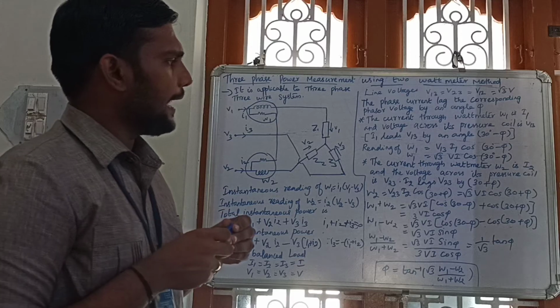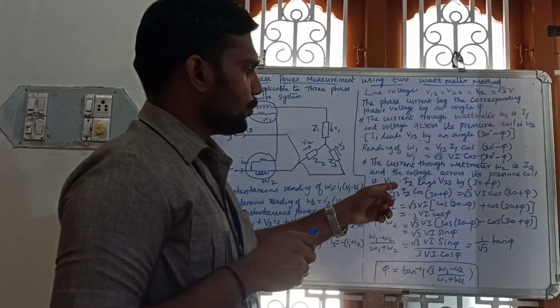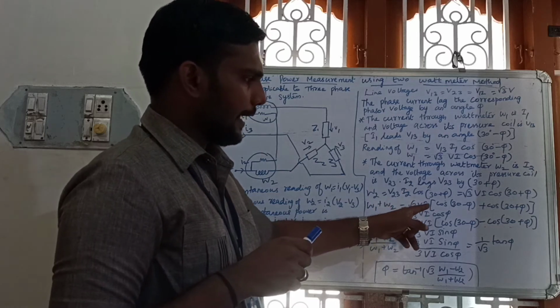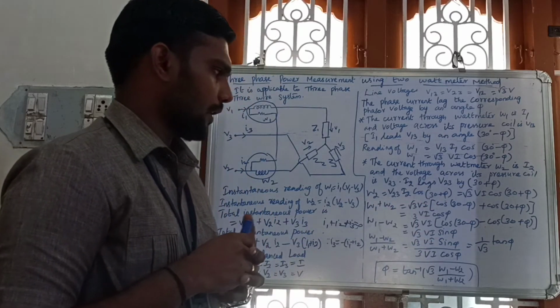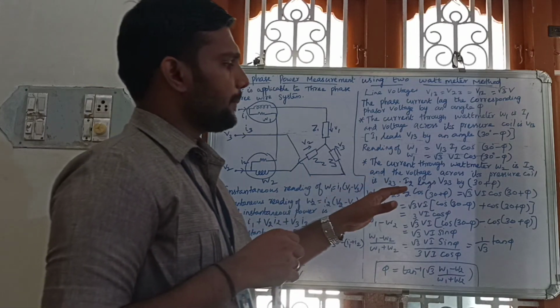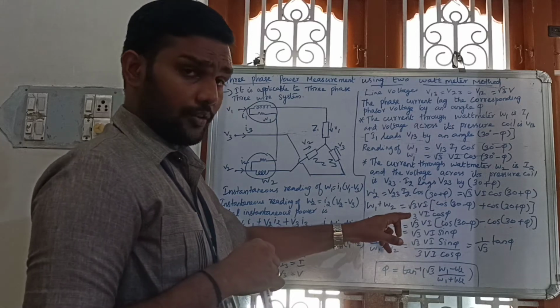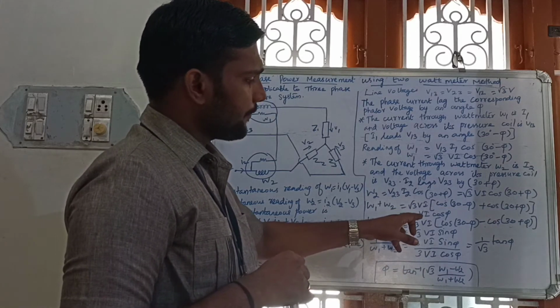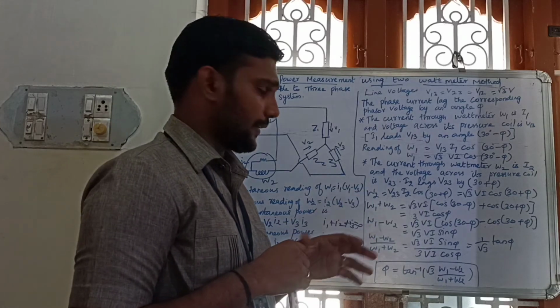Now you just add W1 and W2. So what will you get? If you add these two, you will get root 3 V I [cos(30 minus phi) plus cos(30 plus phi)]. Here you can apply the cos(A minus B) plus cos(A plus B) formula. So you will get 3 V I cos phi. W1 plus W2 is equal to 3 V I cos phi.